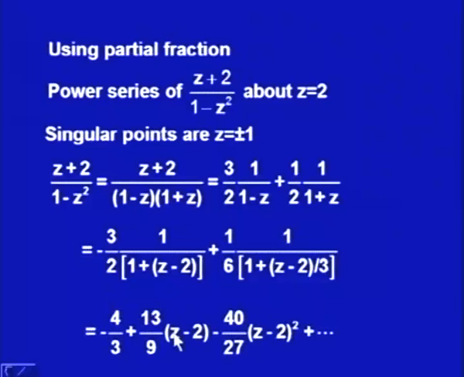and expanding this we will have minus 4 by 3 plus 13 by 9 (z minus 2) minus 14 by 27 (z minus 2) squared, and so on. This series will be obtained when you expand this in powers of (z minus 2), and expand this in powers of (z minus 2) divided by 3, and simplify.